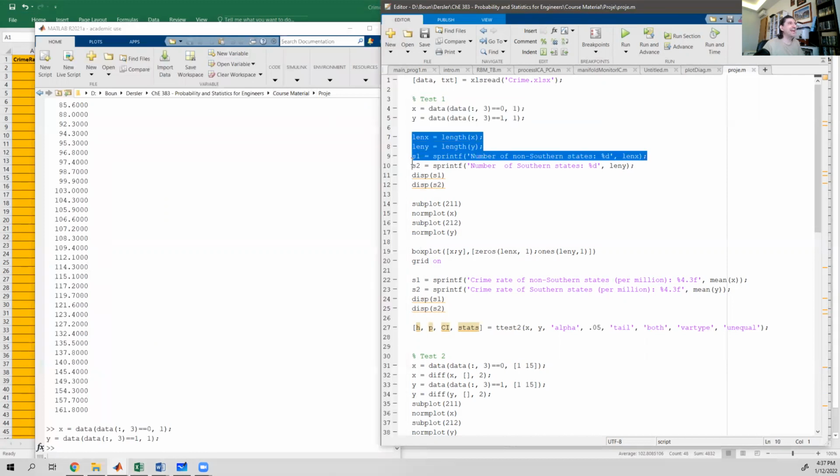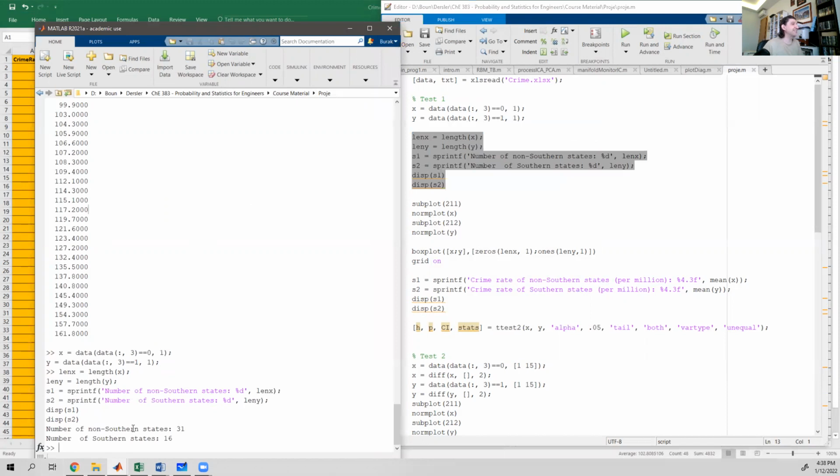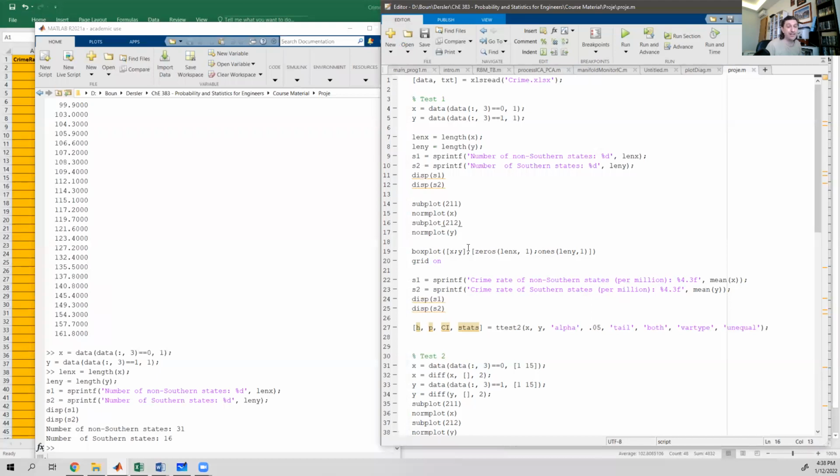So if I take the length and display them, the number of non-southern states is 31, and the number of southern states is 16. So first of all, we should have an idea about what's going on. Then what I do is something that we have skipped in our lecture. Since these are small sets of values, we usually assume in our lectures they are normally distributed, but indeed, are they normally distributed?